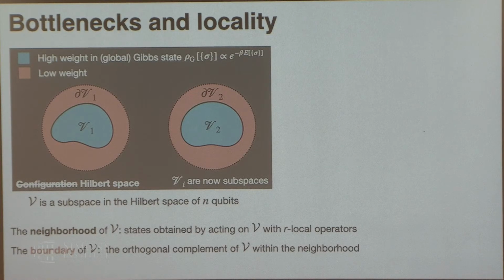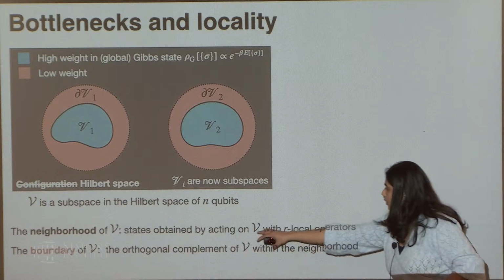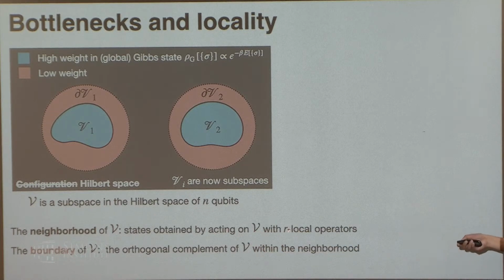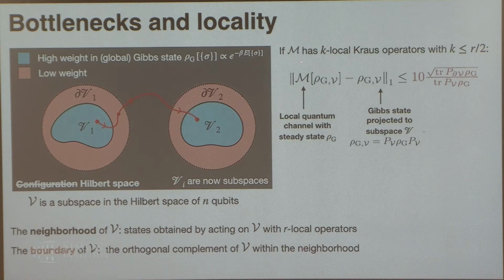Okay. So one natural thing in the quantum setting is to consider channels with local Kraus operators. So now, instead of talking about configuration space, I'm talking about Hilbert space, and I'm talking about subspaces in Hilbert space. So if I have some subspace V, I can define a neighborhood of V very naturally, which is all states obtained by acting on states in V with some R-local operators, and the boundary is the orthogonal component within this neighborhood. Now, if your channel is again K-local, then you get this kind of bottleneck result.